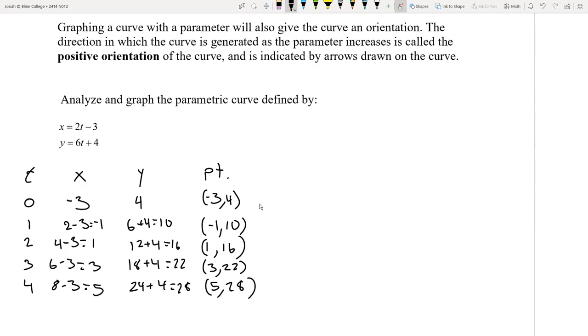Looking at what our points give us, we notice that each time we look at the next point, we're going up in x value by 2, and our y value is going up by 6. So we can imagine that this is a consistent change in y and a consistent change in x, which would likely give us something that looks like a slope. So we're looking at something probably linear here.